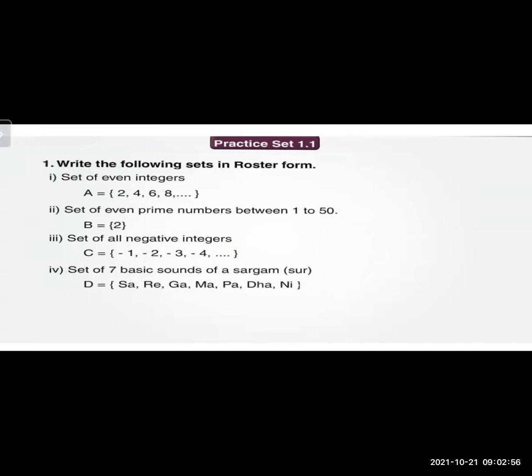The first question is: write the following sets in roster form. Roster form is what? Roster is your listing method. That thing you have to keep in your mind. You have to list out the elements. The set of even integers: all are the elements. You have to first consider the name of the set.